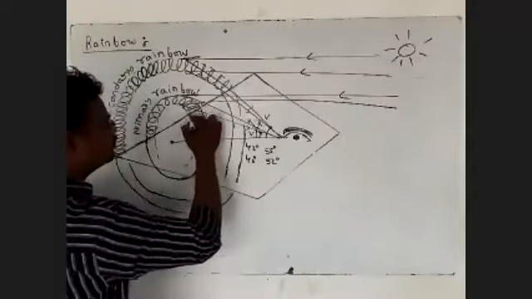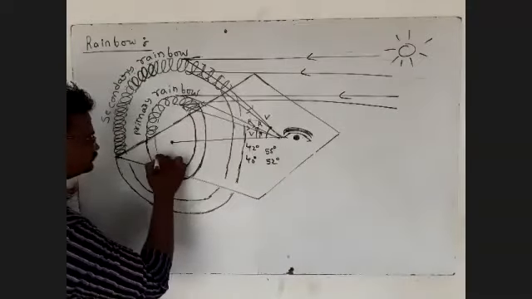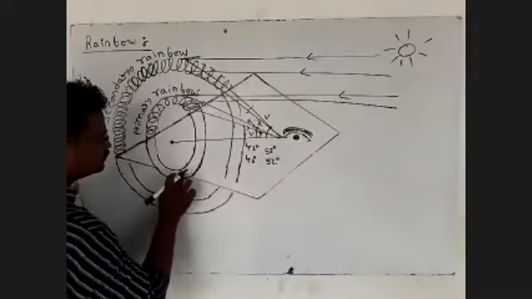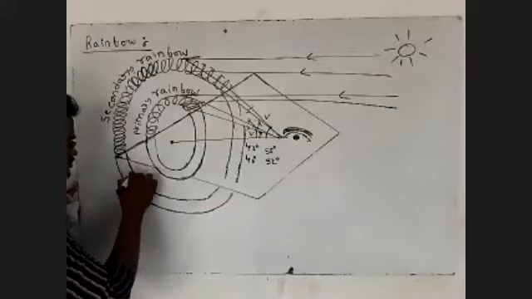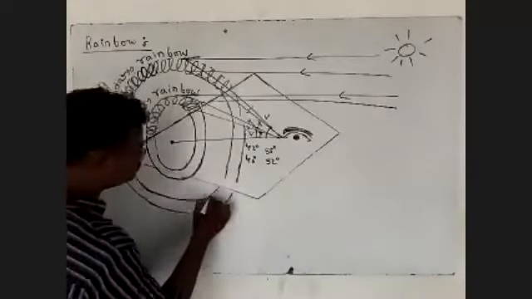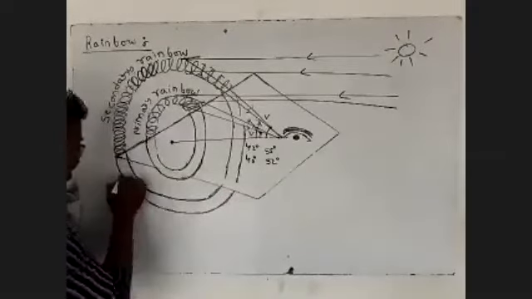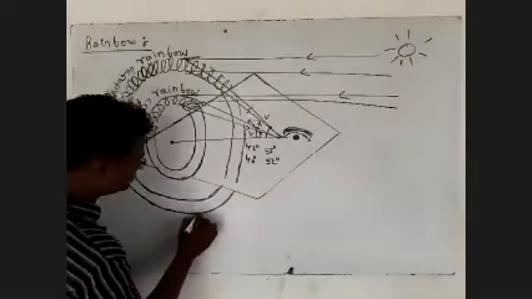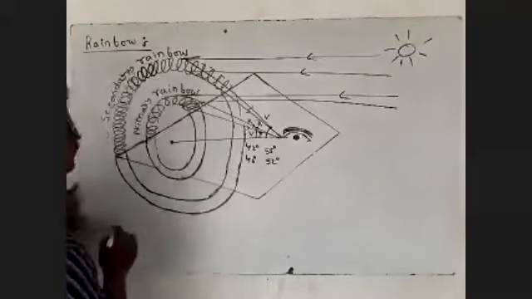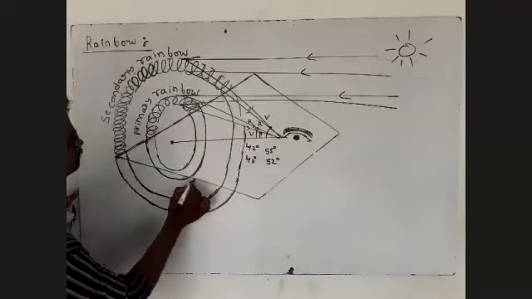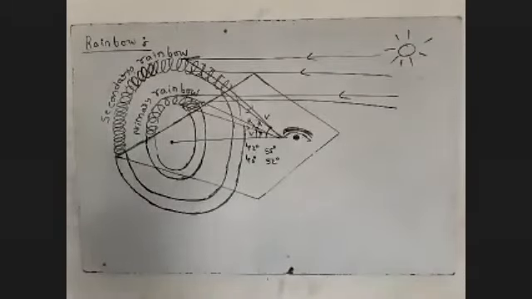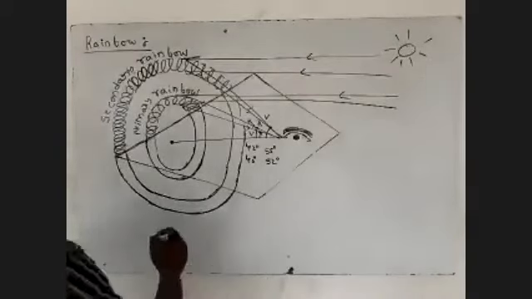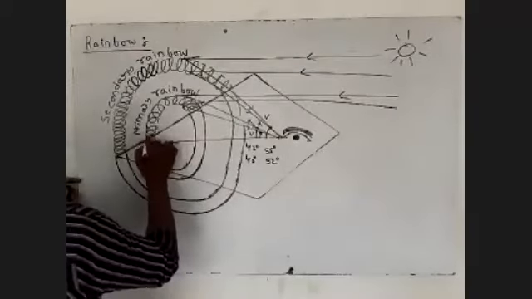This is the shape of the rainbow. So the upper part is a secondary rainbow. This is a primary rainbow. Primary rainbow. Okay, now this is a primary.